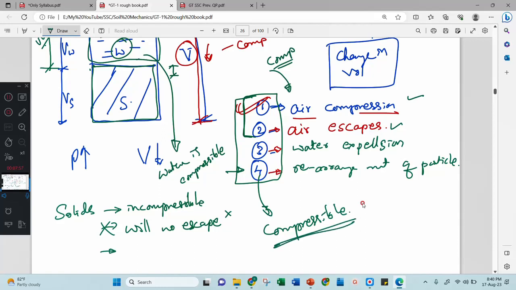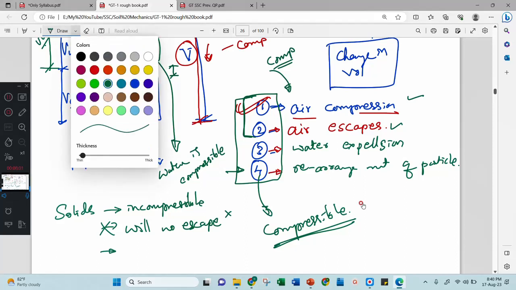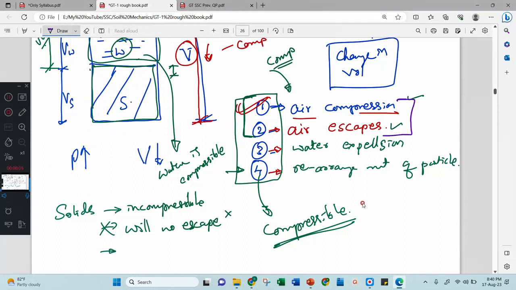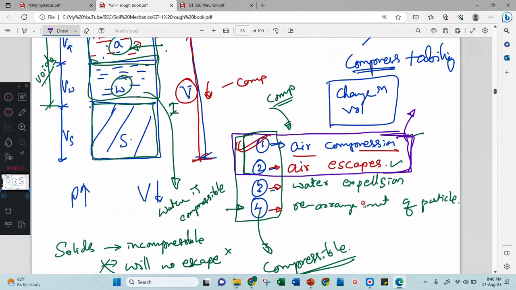Out of these four reasons, I have to evaluate, very clearly. Look at here. The first two reasons are considered as initial consolidation. See here, one word we got.